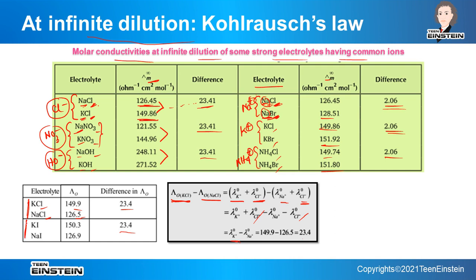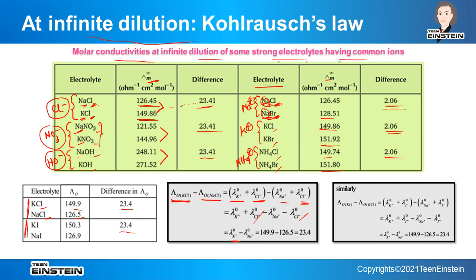Similarly, if you consider these two, here also the anion is common, which is iodide. So in the second table, just follow the same thing: lambda naught of cation, then anion, lambda naught of cation, then anion. As the anion is the same, these two have the same value. That means at infinite dilution, this value, which is for potassium plus, is fixed. It is not dependent on the nature of the anion with which it is associated.